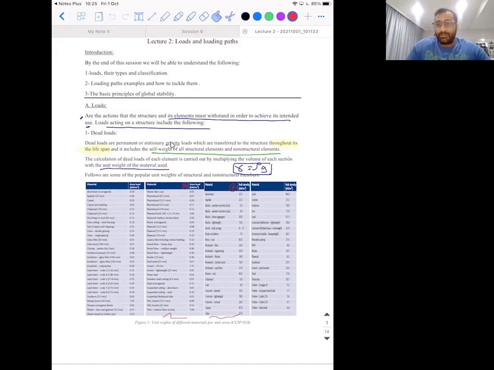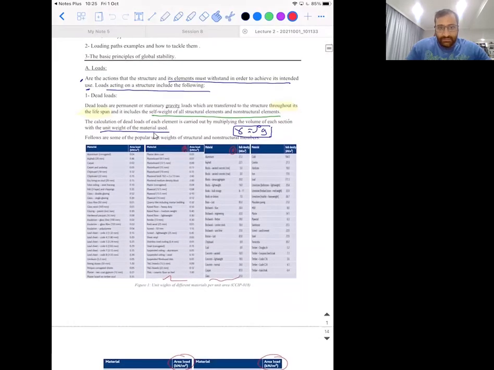So the loads that stay throughout the whole life of the building are basically called dead loads. The calculation of dead loads of each element is carried out by multiplying the volume of each section with the unit weight of the material. Unit weight is basically gamma, which is rho times g. And the volume is the volume, which is a dimensional component. You could find it from mathematics, basically. So that's how you get the weight.